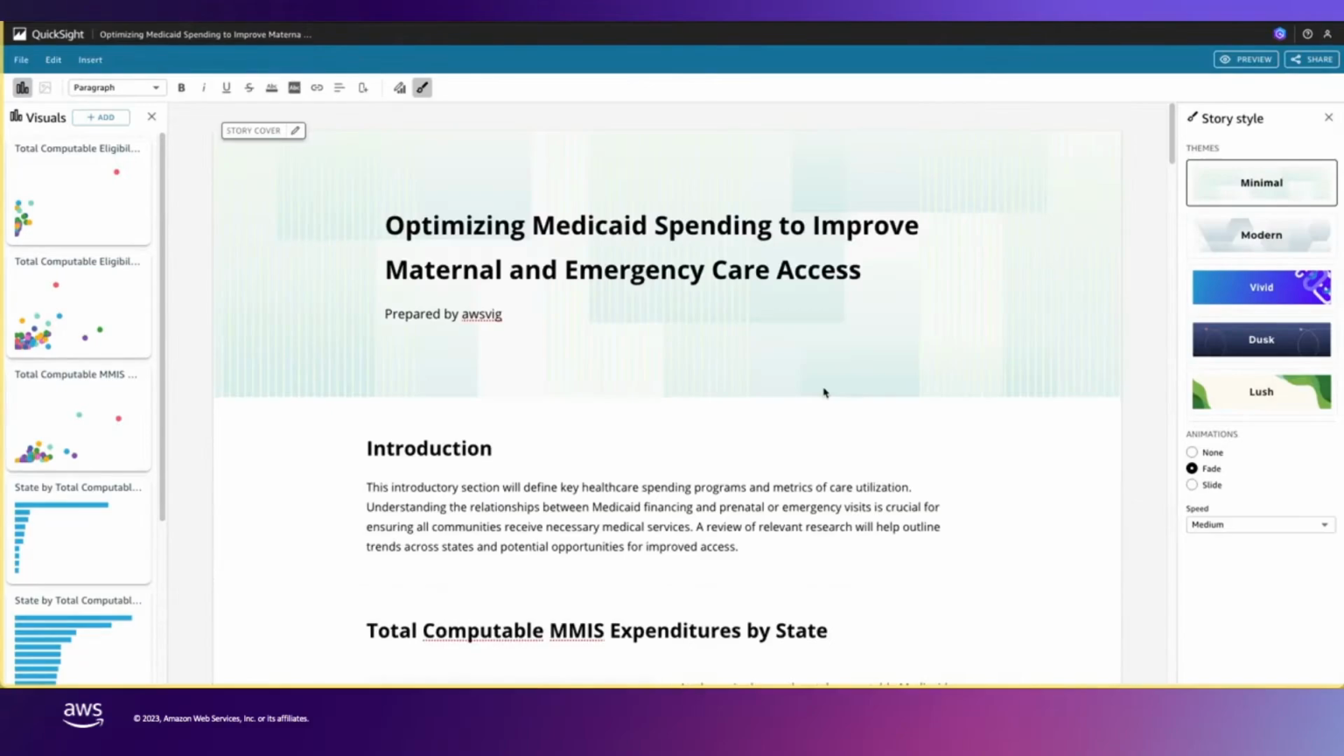So in summary, today we saw the application of generative BI on a Medicaid data set and compared that with the emergency department visits and prenatal care visits within every state across the country, and built a data story to see what is the correlation between these parameters.